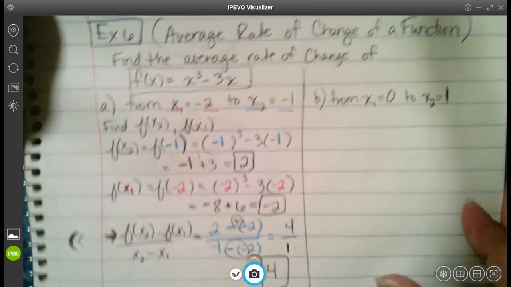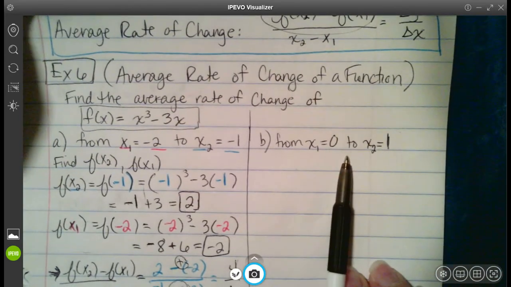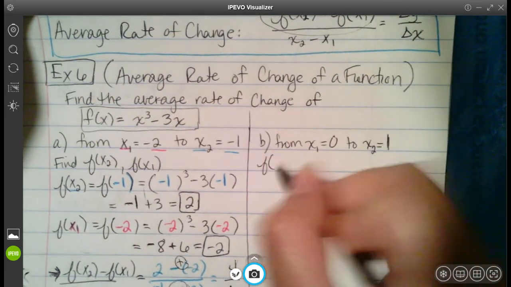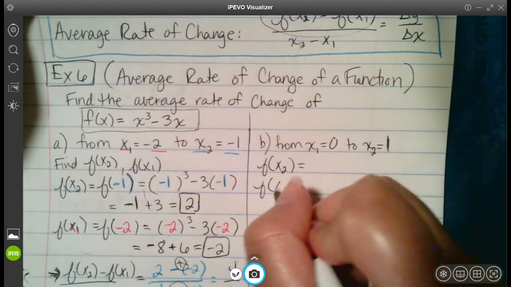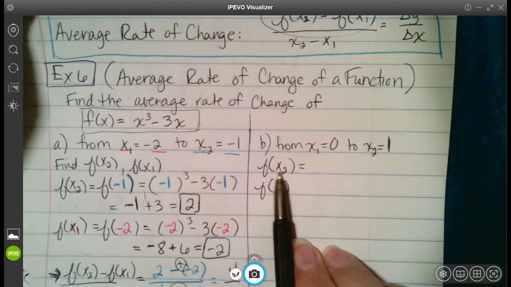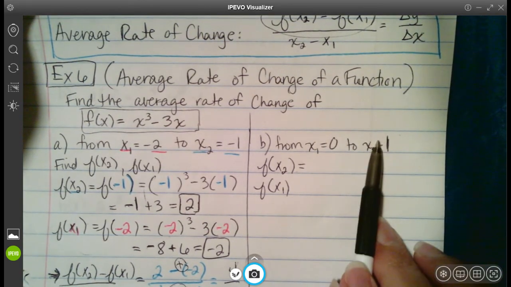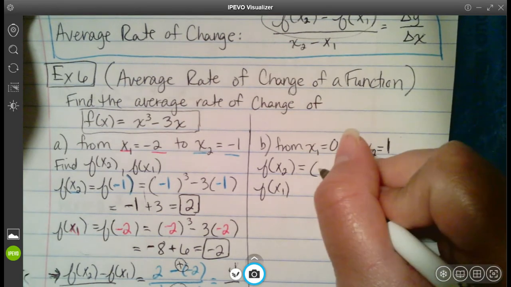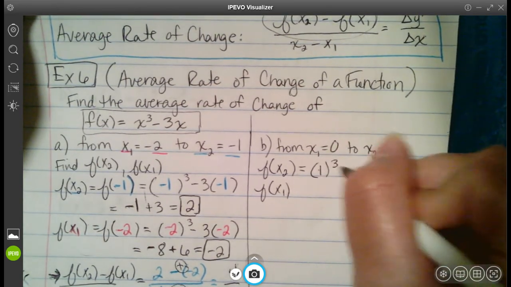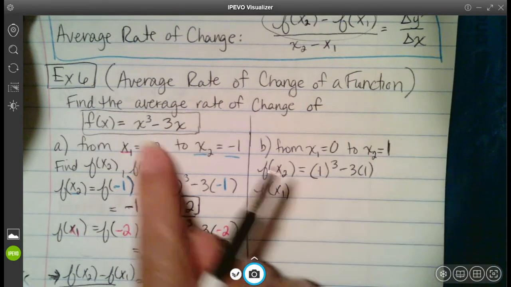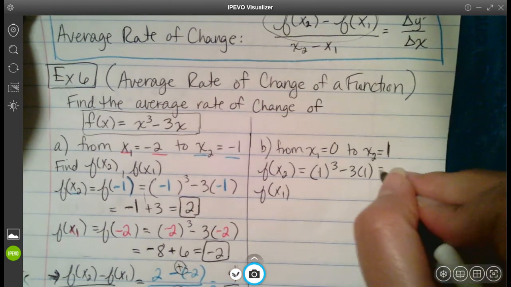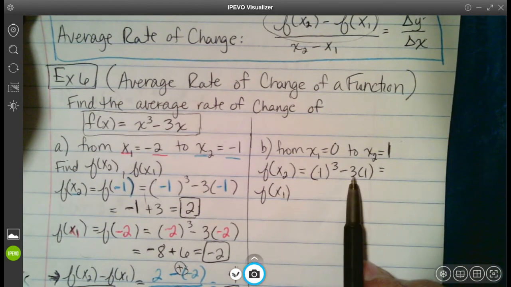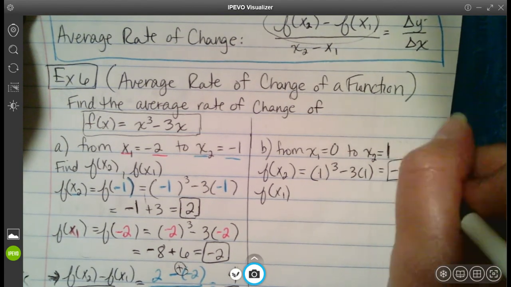Next one, it's the same concept, but now I'm going to go ahead and use different numbers. I'm going to go a little bit faster. So I'm going to find f of x2 and f of x1, okay? So f of x2 in this case, this is my x2, so it's going to be 1 cubed minus 3 times 1. And I'm using the same exact function over here. So 1 cubed is 1. 1 minus 3 times 1, this is going to be 3. 1 minus 3 is -2.